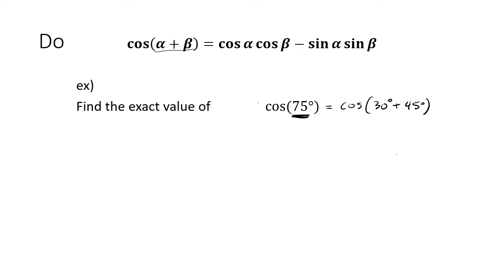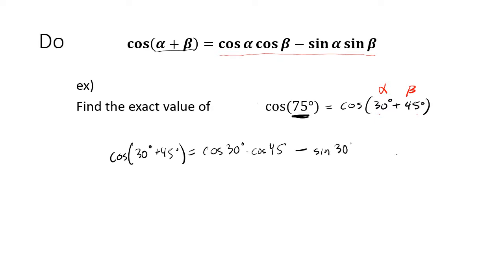And we're going to just say for now that this is alpha and this is beta. So you can see now, if we call 30 degrees alpha and 45 degrees beta, how you would go about plugging it into our formula. And it would look something like this. The cosine of 30 degrees plus 45 degrees is equal to the cosine of 30 degrees times the cosine of 45 degrees minus, ooh, there's that opposite sign. I hate it, but it's just the way it is. Sine of 30 degrees times the sine of 45 degrees.